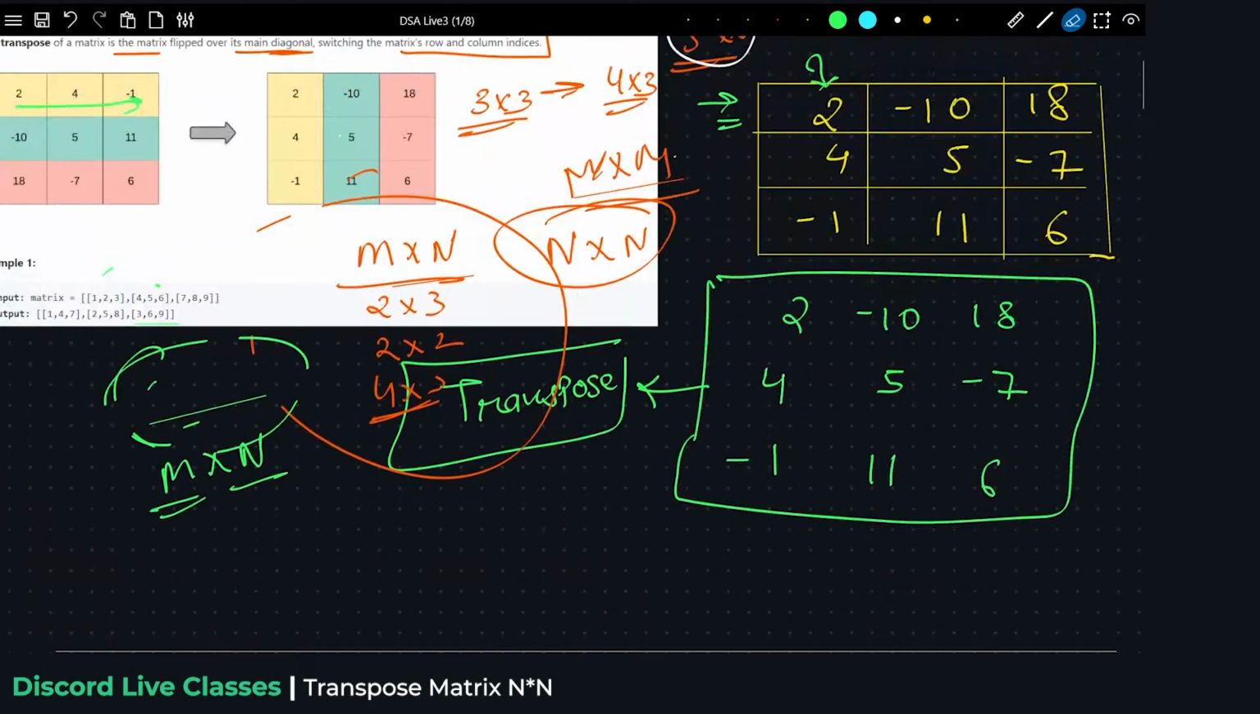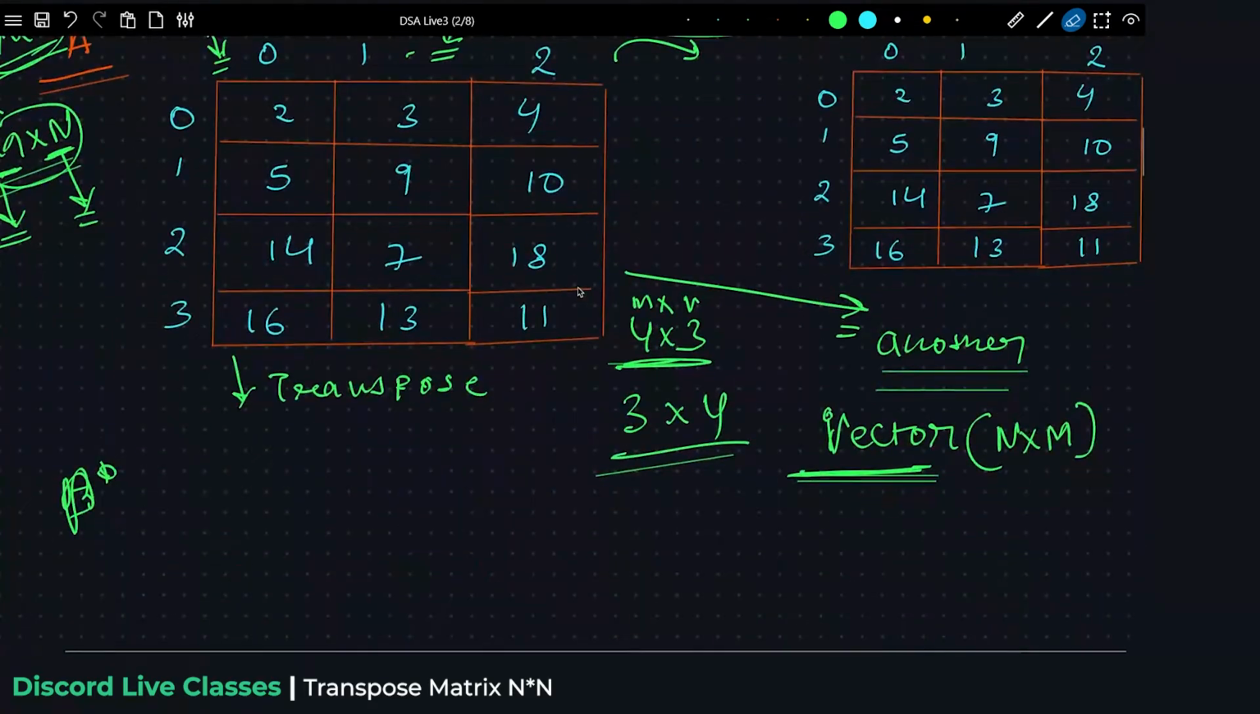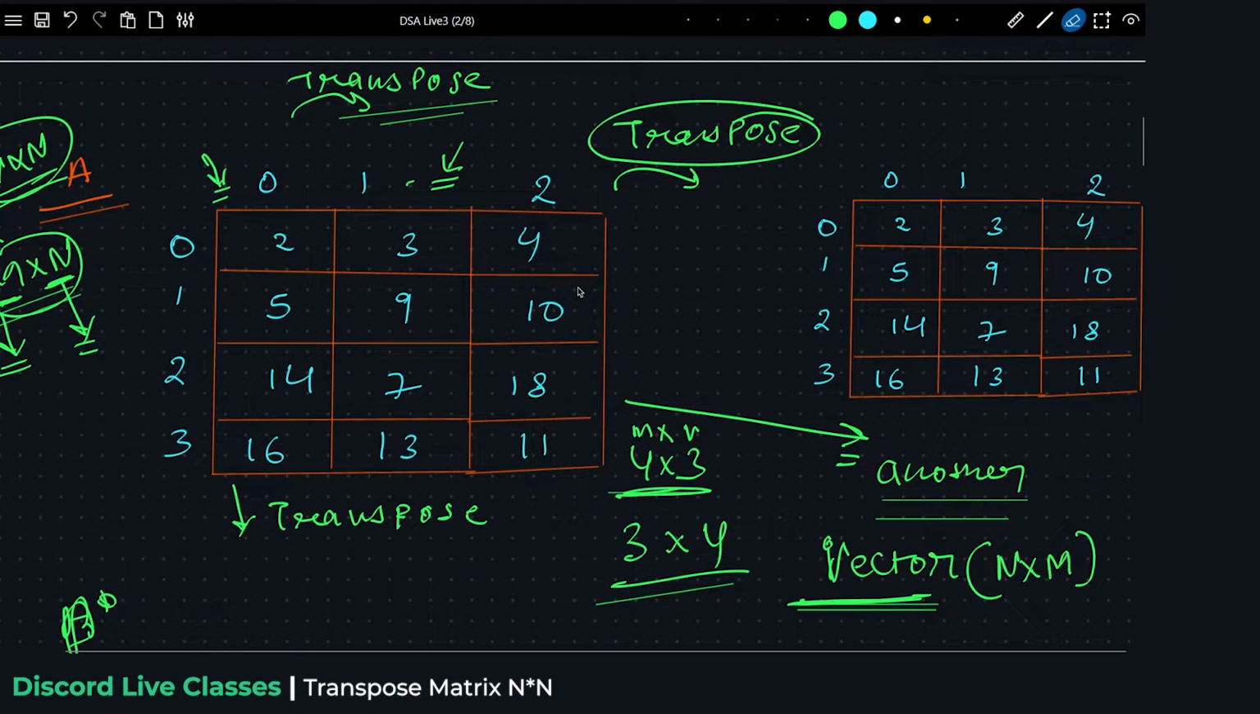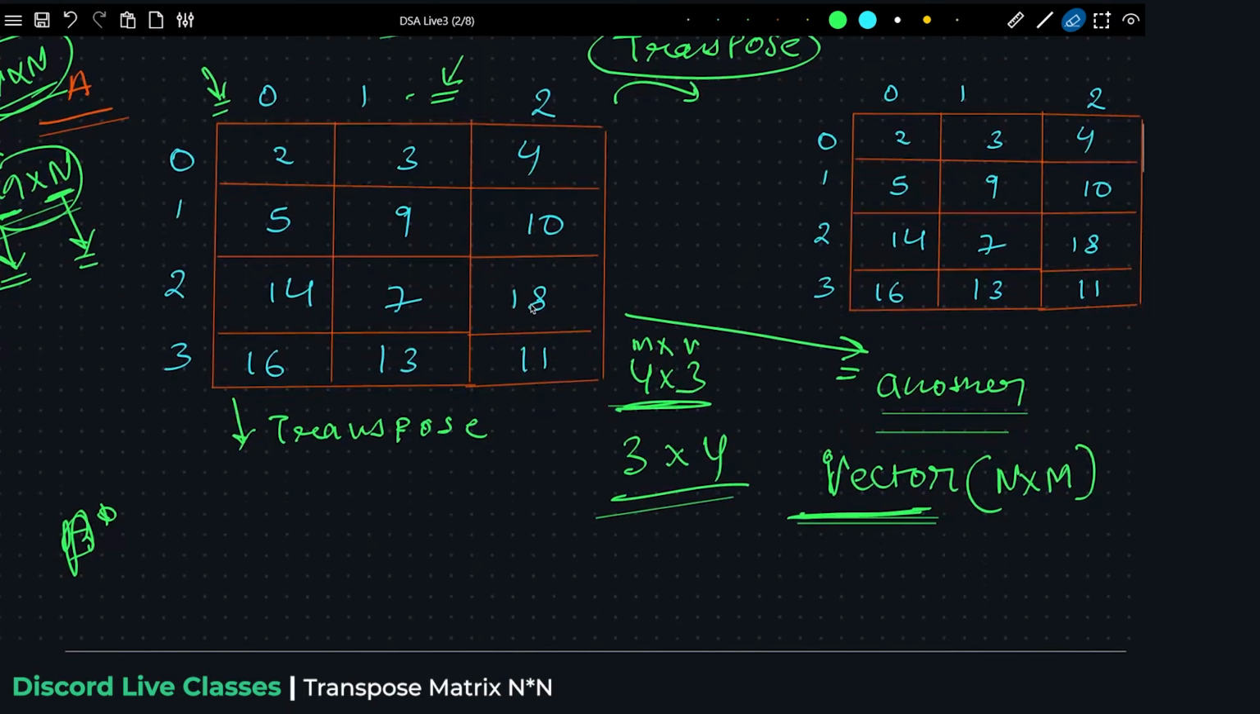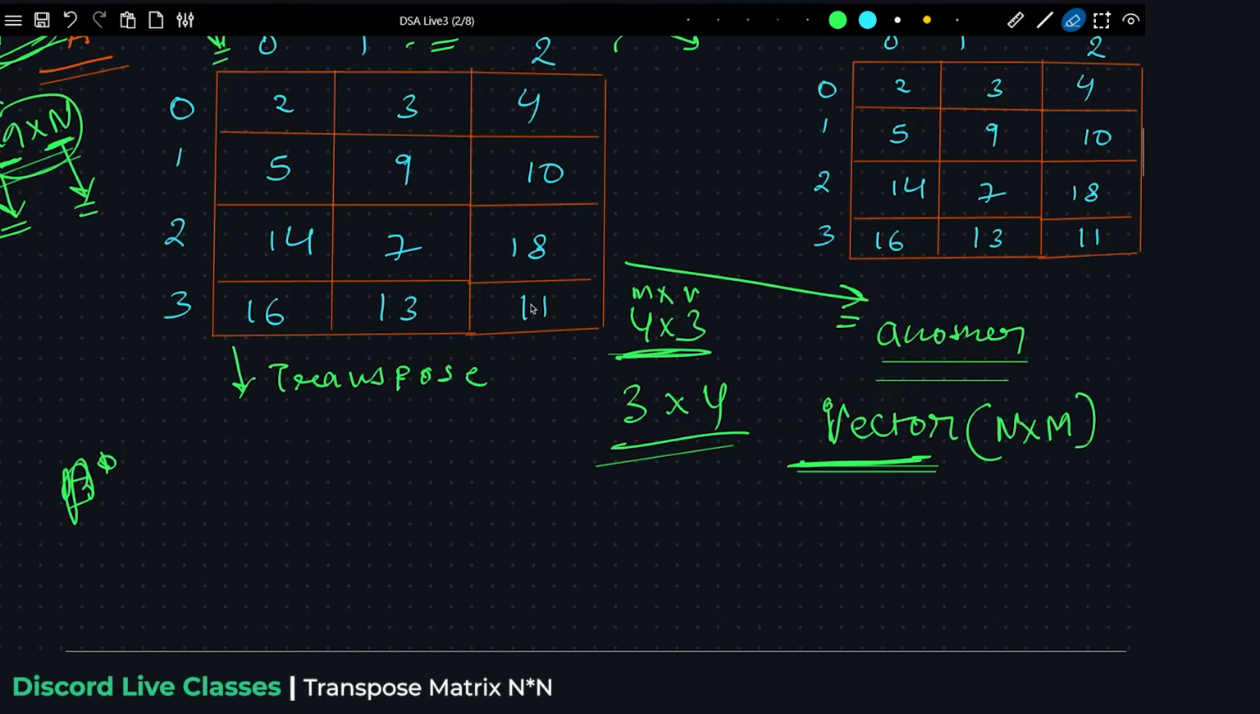Result will be the same. Okay, let me just show you the previous class boards, the pictures. In the previous class we had the same question: we need to find the transpose of a matrix. We observed this thing: in this particular matrix the dimension is 4 by 3, that is m cross n.